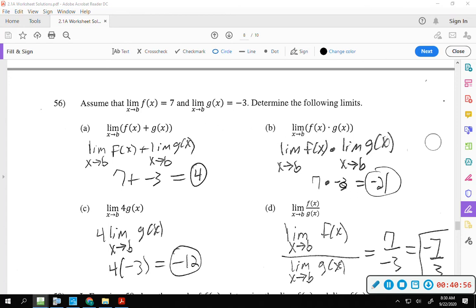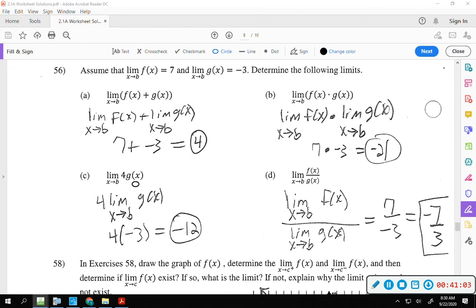I have a property involving limits that tells me we can do this. This is the constant multiple rule that says if I take the limit as x approaches a number of a constant times a function, I can pull the constant out front and just take the limit as x approaches that number of the function. They tell me this value is negative 3, so 4 times negative 3 is negative 12.